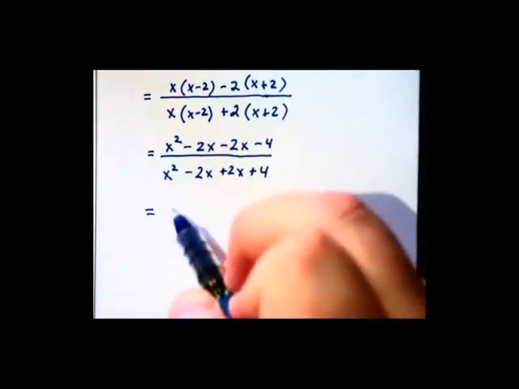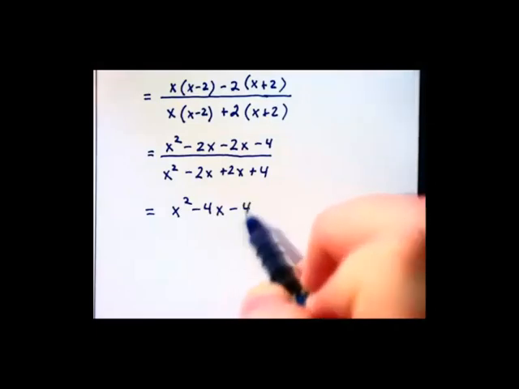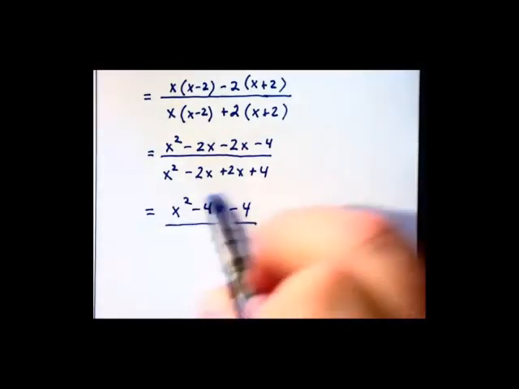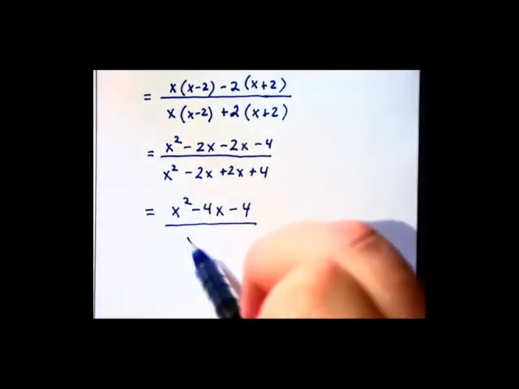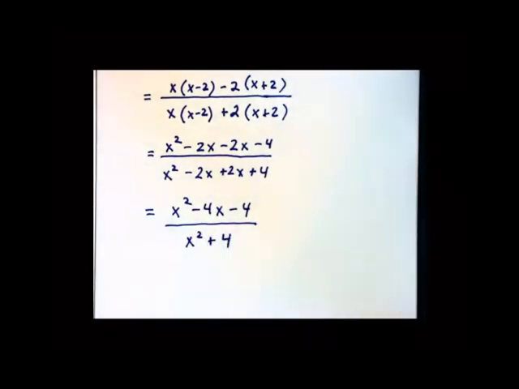Combining like terms up in the numerator gives us x squared minus 4x minus 4. And down below the middle terms cancel, just leaving x squared plus 4. Neither the numerator nor the denominator will factor, so that is our final answer.